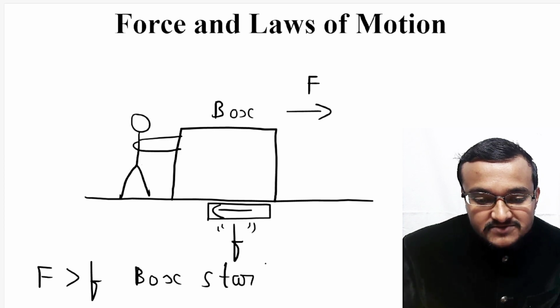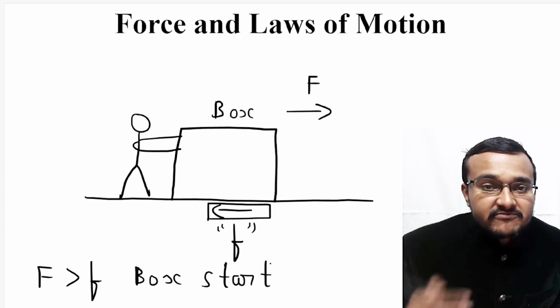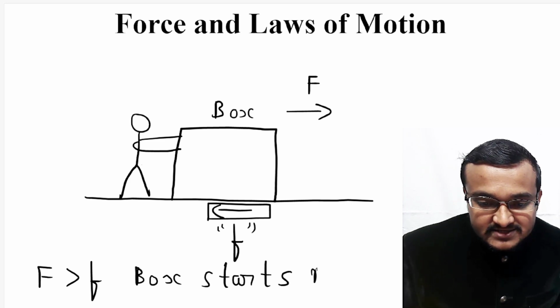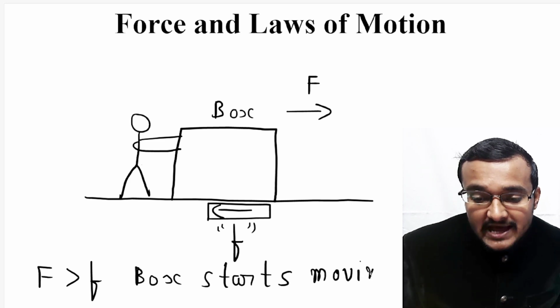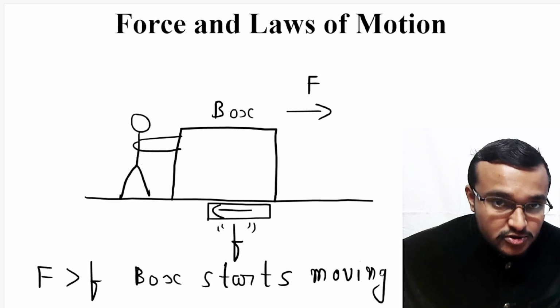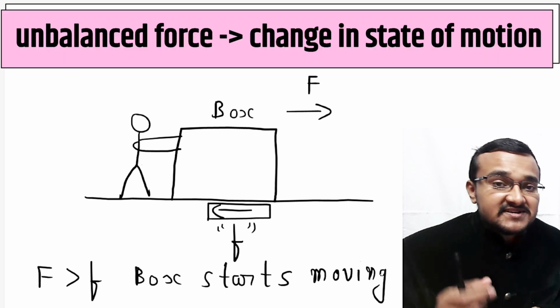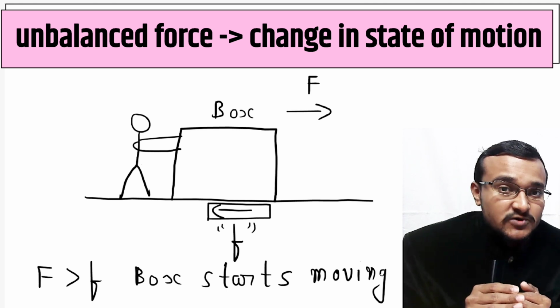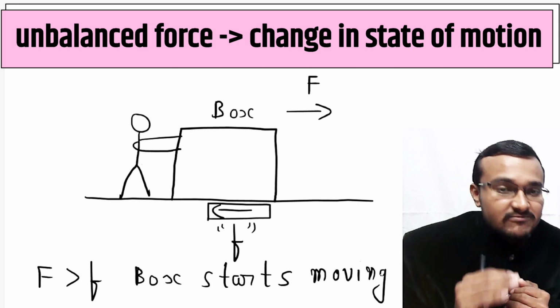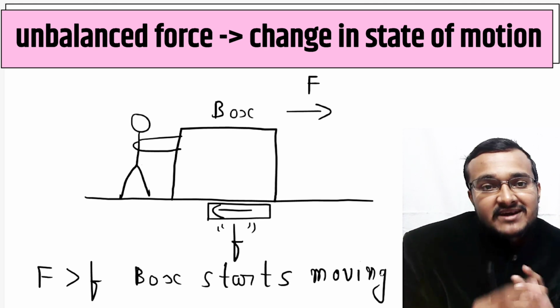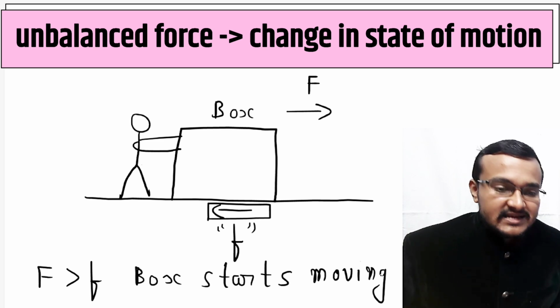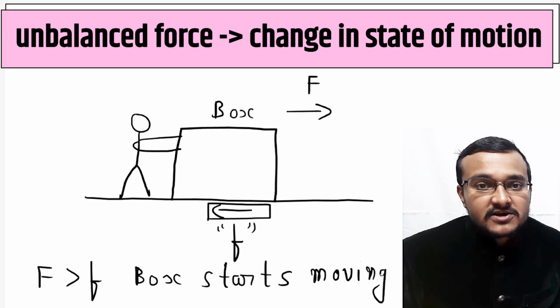That means the box will change its state from rest to motion. So the box starts moving, which means you have now applied more force than the frictional force. That means here the force has become unbalanced. When the frictional force was lesser than the applied force, the box started moving. That means unbalanced force is coming into the picture. So this example you can give for unbalanced force.